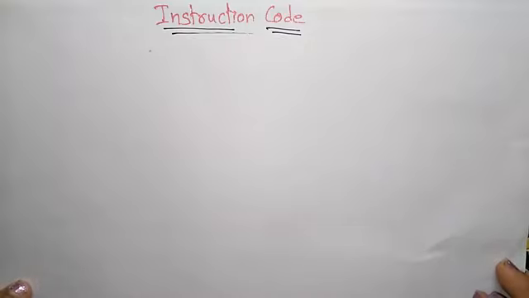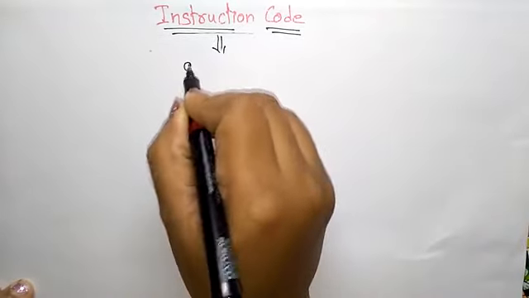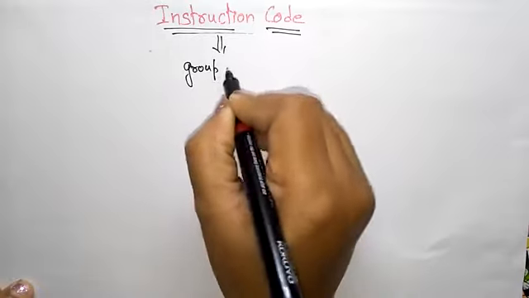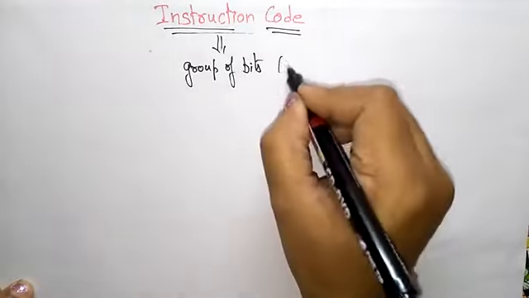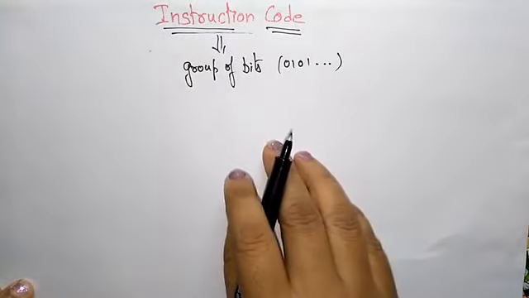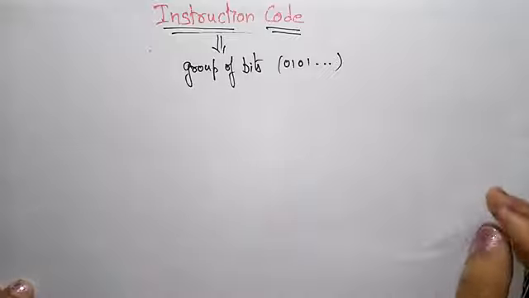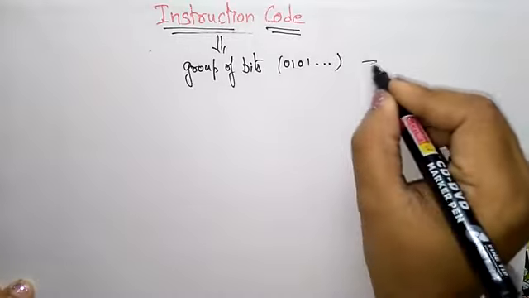Hi students, coming to our next topic, that is instruction code. So what do you mean by this instruction code? Instruction code is nothing but a group of bits, in the form of ones and zeros. So instruction code is a group of bits that tells the processor to perform some specific task.